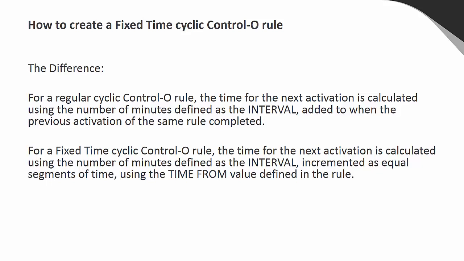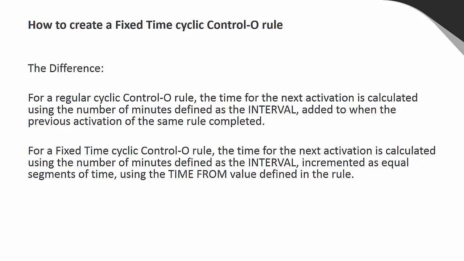Here it is. For a regular cyclic ControlO rule, the time for the next activation is calculated using the number of minutes defined as the interval added to when the previous activation of the same rule completed. For a fixed time cyclic ControlO rule, the time for the next activation is calculated using the number of minutes, defined as the interval, incremented as equal segments of time using the time from value defined in the rule.